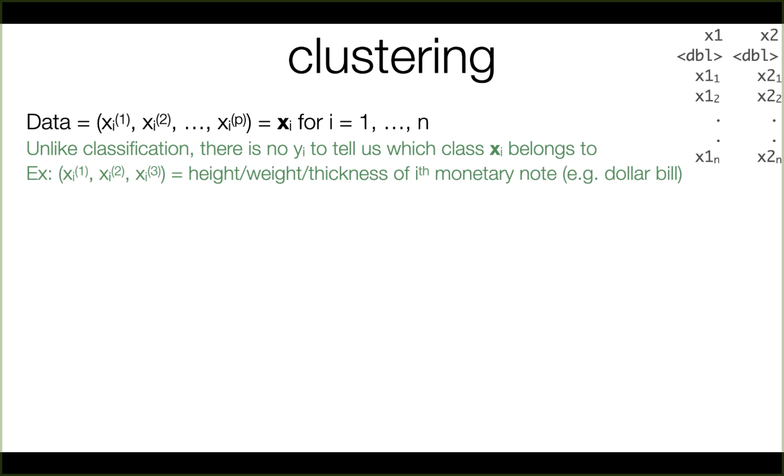For example, we could have the height and weight and thickness of some monetary note. For example, if we were trying to determine whether or not there are different kinds of banknotes that we see, to determine maybe if there's systematic differences in their manufacturing, or maybe if some are counterfeit, we would want to take several measurements on many different notes and then try to determine if those notes are systematically similar in ways or if there are notes that are systematically different.